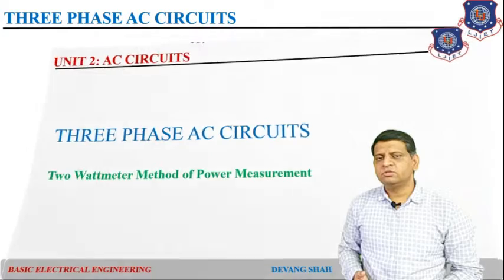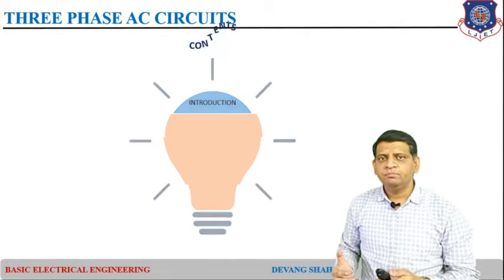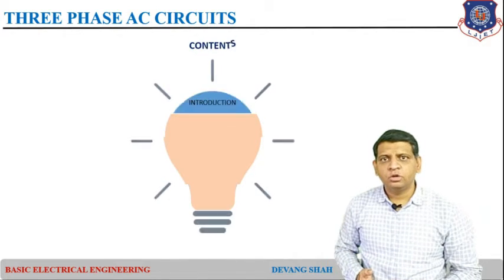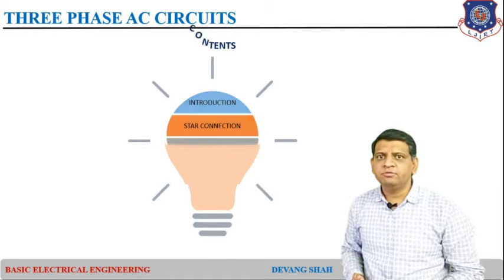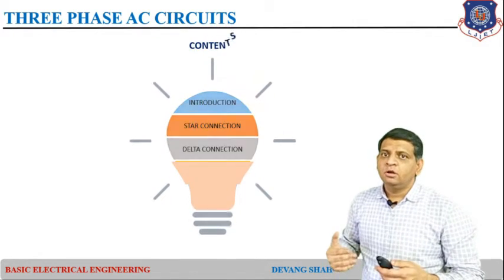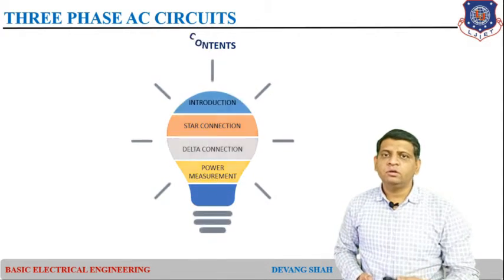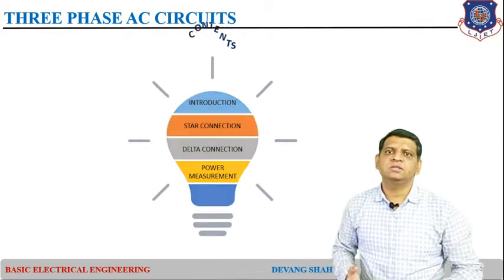In today's session, if we talk about all the contents of this part of the chapter, we started with the introduction, then we discussed the star connection, then the three phase delta connection, and in today's session we are going to discuss the power measurement. Today we are going to measure the power of a three phase AC signal.